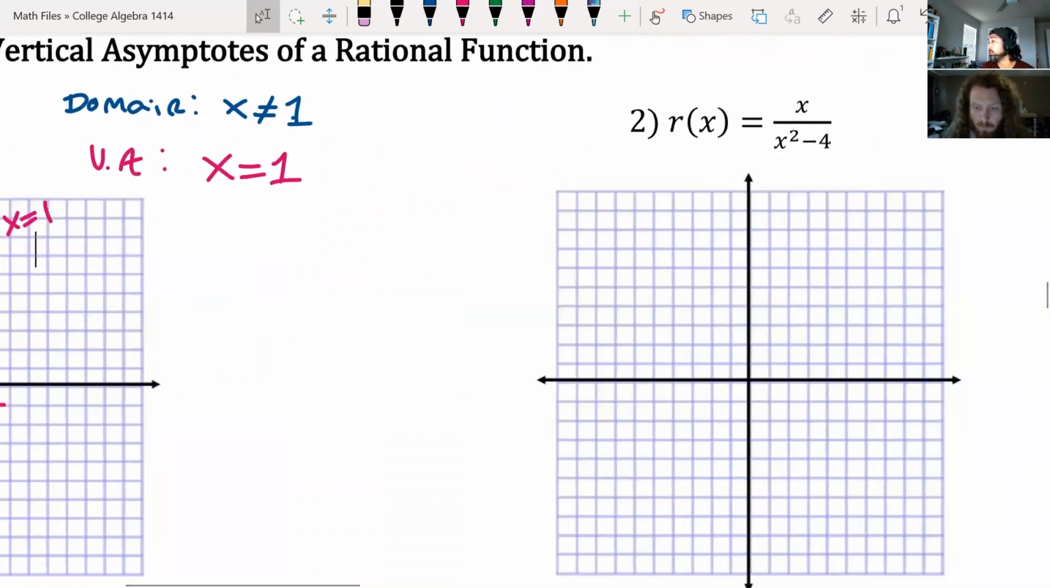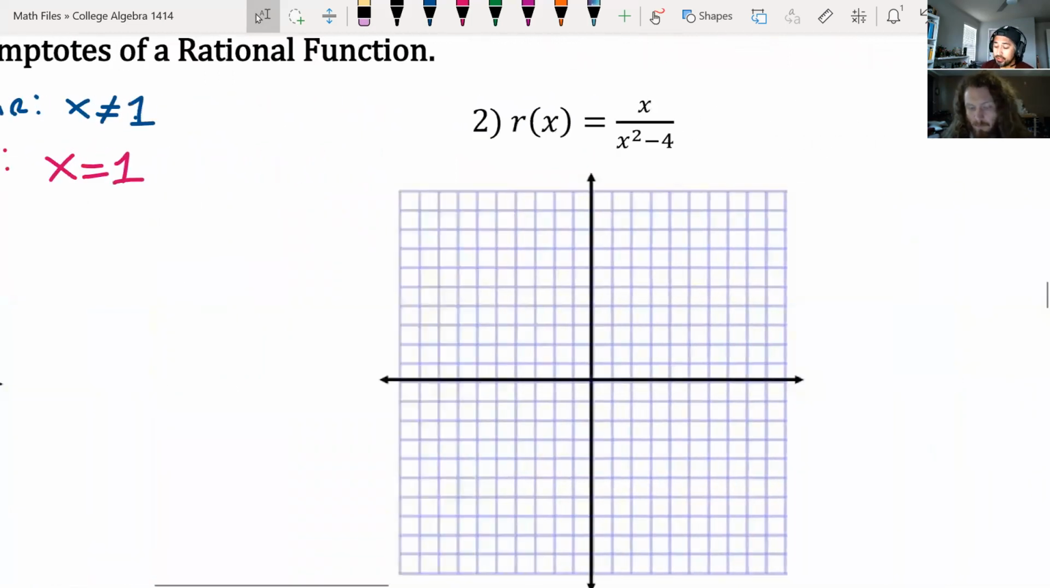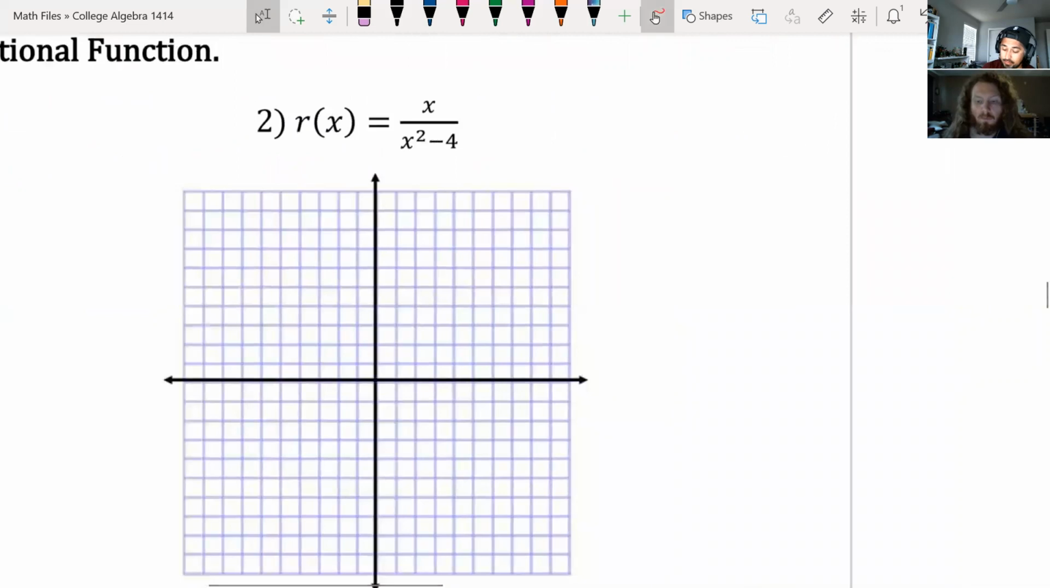Number 2, x over x squared minus 4. What's my domain for this function? 2 or -2. Good. Which means, what are my vertical asymptotes?